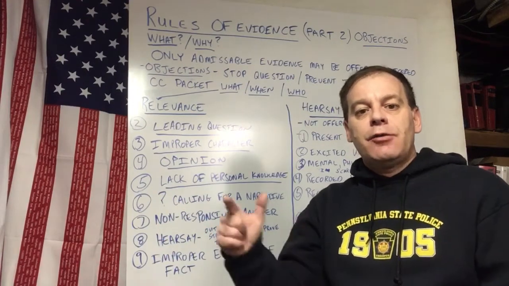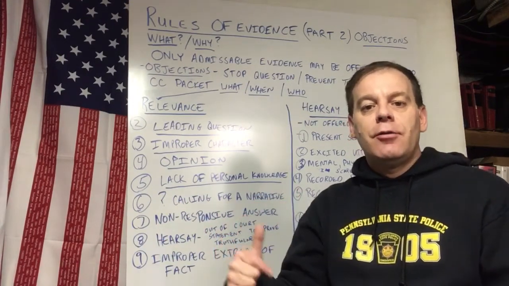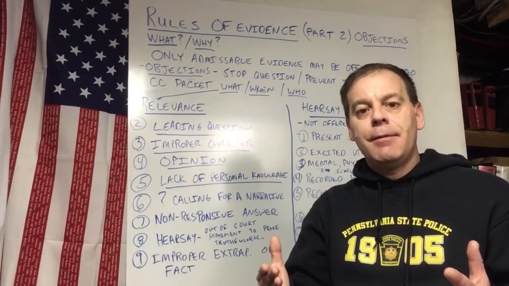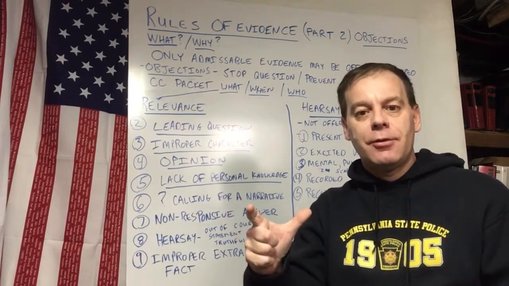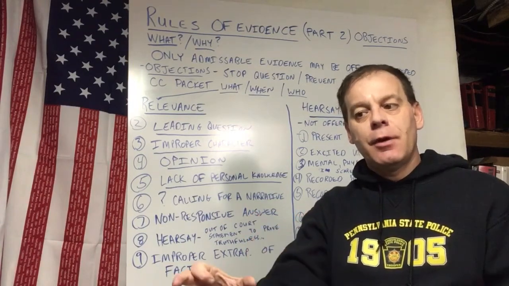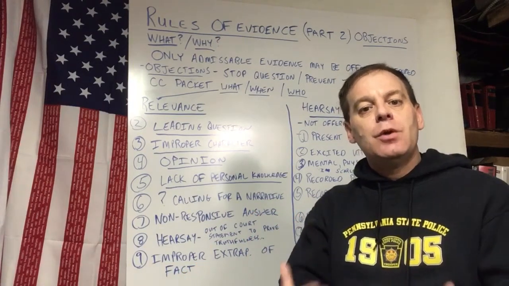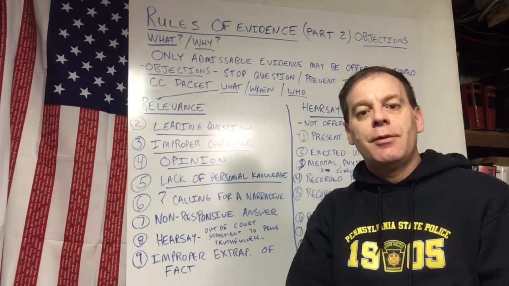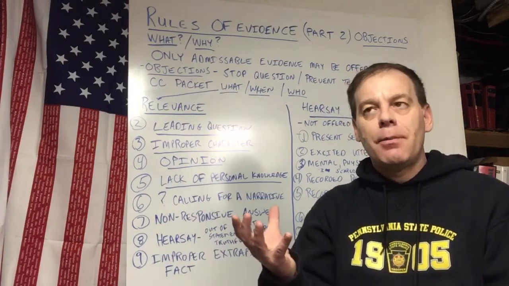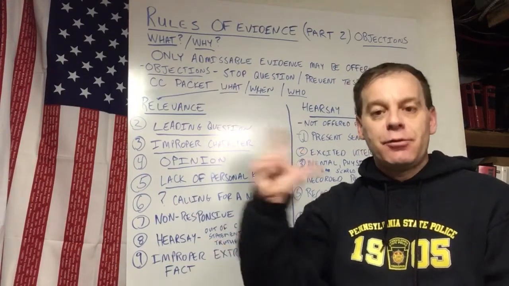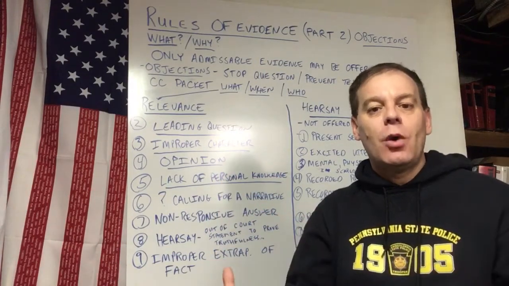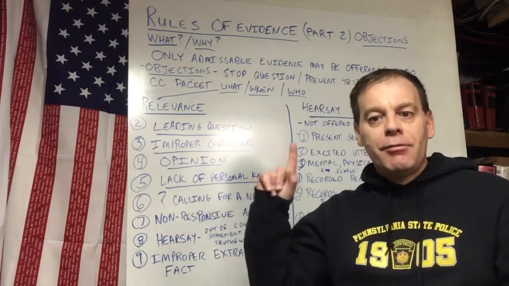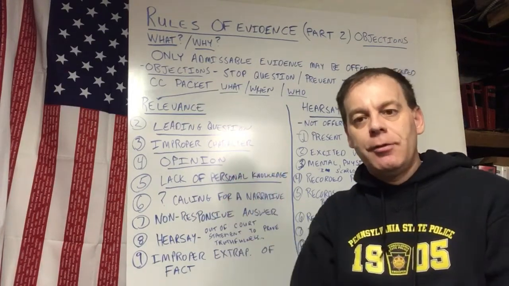We'll get into the next video on how to do objections and the proper way to make them, but they occur typically when the question's asked. There are times that they occur during the answer, but when you hear the other side ask a question that's improper, that could lead to improper evidence being admitted in the trial, that's when you enter the objection. You stand up and say, "I object, Your Honor," and you state the reason why, following the format in your CC packet.